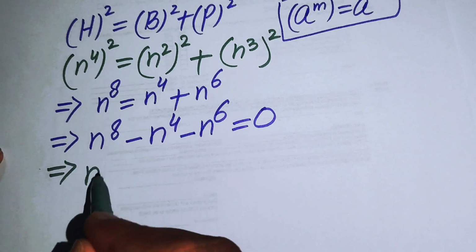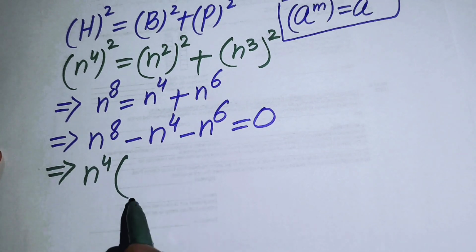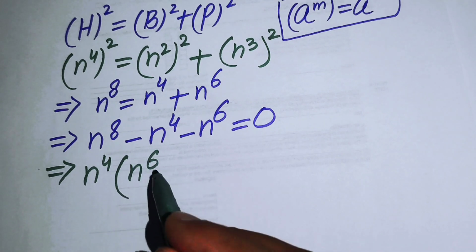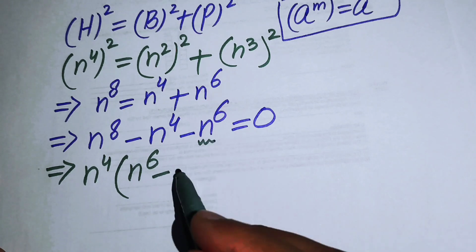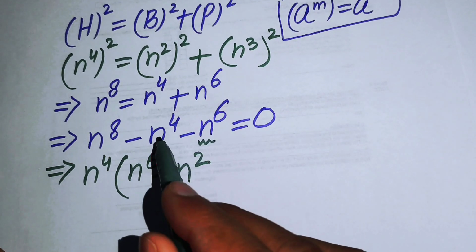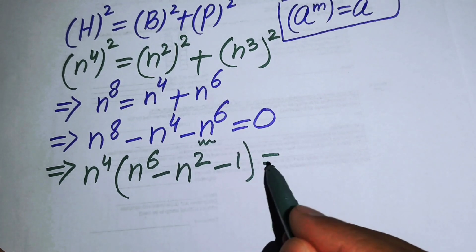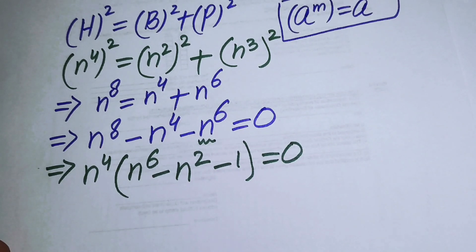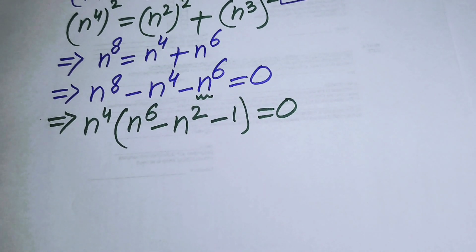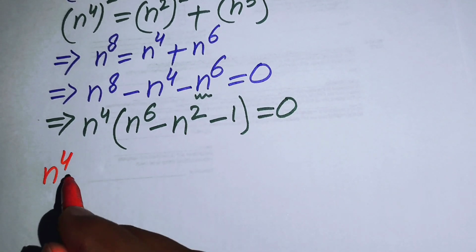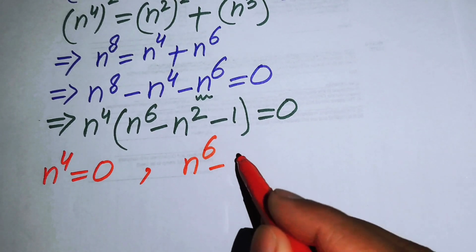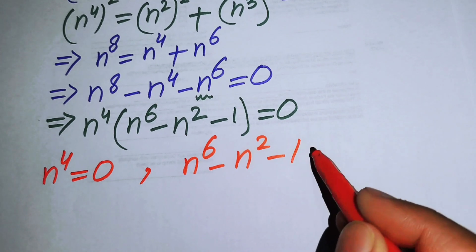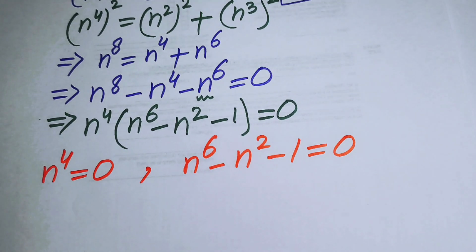So we take n to the power of 4 common, and we get n to the power of 4 times n to the power of 6 minus... taking n to the power of 4 common from the middle term gives n squared, and from the last term gives minus 1. So n to the power of 4 times (n to the power of 6 minus n squared minus 1) equals 0. In the next step we have two cases. The first case is n to the power of 4 equals 0, and the other case is n to the power of 6 minus n squared minus 1 equals 0.